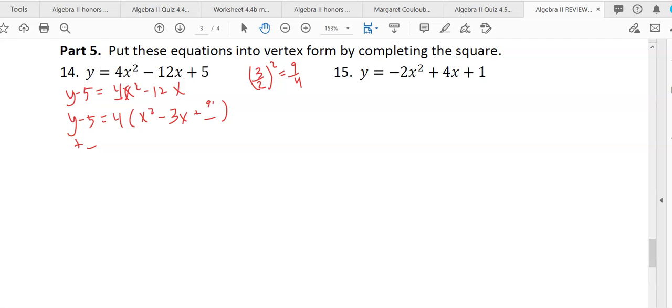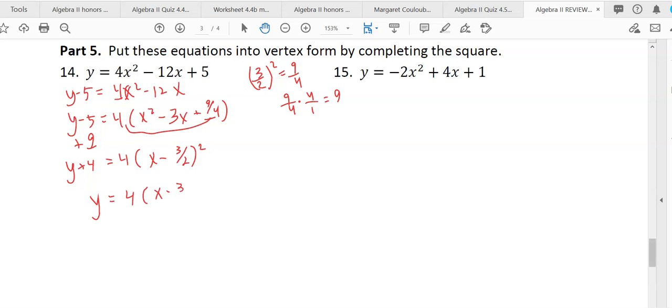So to add 9 fourths to the other side, remember this is being multiplied by 4. So let's do that. 9 fourths times 4 is actually, the 4's cancel, just 9. So I'm going to add 9 to the other side to be fair. So I get y plus 4 equals 4 times (x minus the square root of 9 fourths, which is 3 halves) squared. Last step, subtract 4: y equals 4 times (x minus 3 halves) squared minus 4.